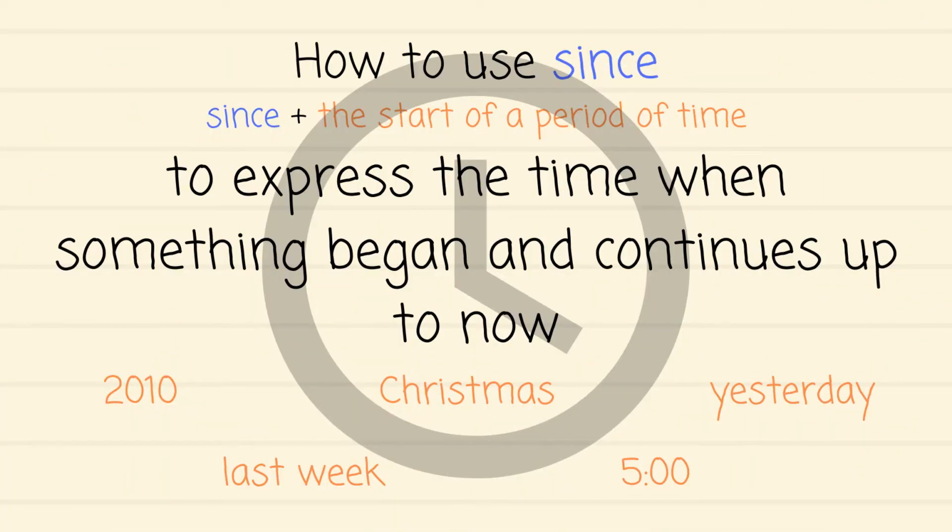Now what about since? We can use since also to express time, but in this case we're showing when something starts or when it began and continues until now. We can use it with things like 2010 or last month or 8 o'clock. All of these could be the start of a period of time, continuing until now. So it's a little bit different from for.